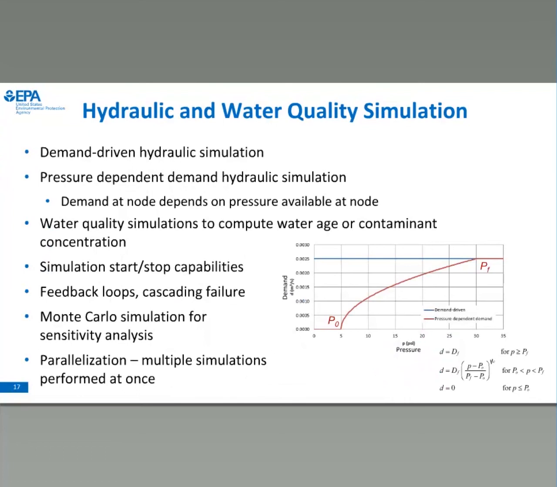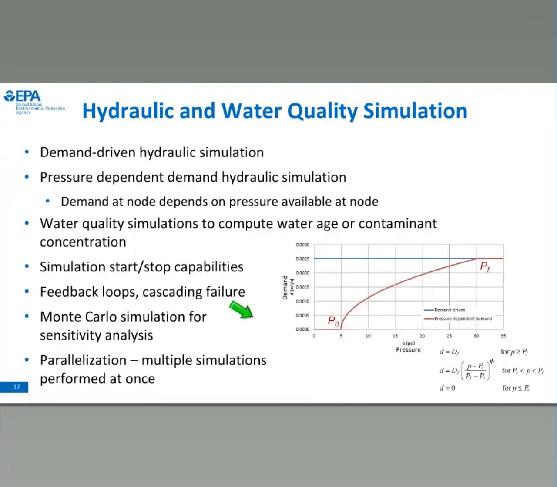WNTR also has the hydraulic and water quality simulations similar to EPANET. So it has the demand-driven hydraulic simulation, which was the standard practice up until a few years ago, where the demand is whatever the customer wanted they would get, even though that might not have been realistic based on the pressures available in the system. A new feature is the pressure-dependent demand hydraulic simulation, and this is looking at demands that are received at a node that are dependent on the pressure available at that location.